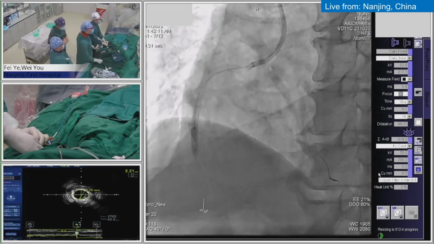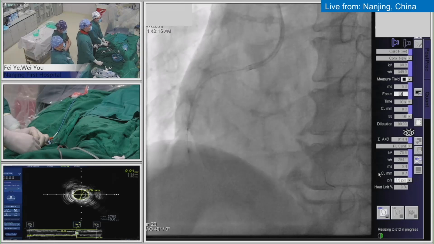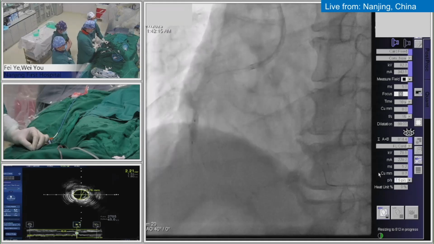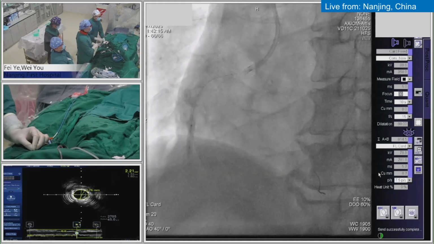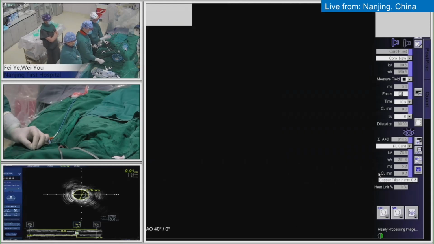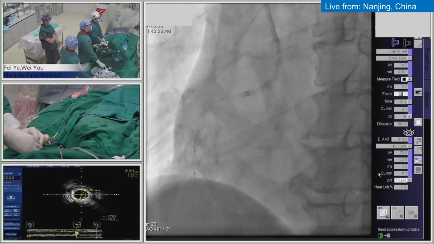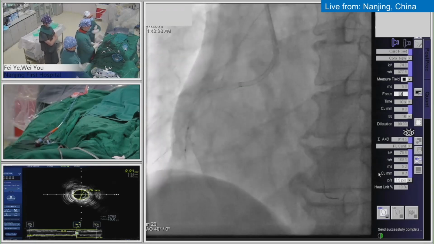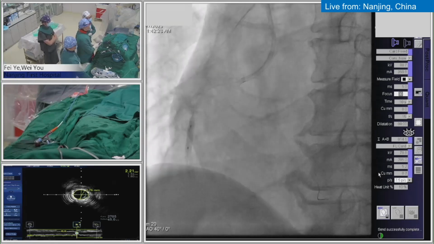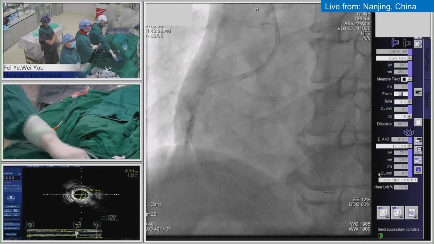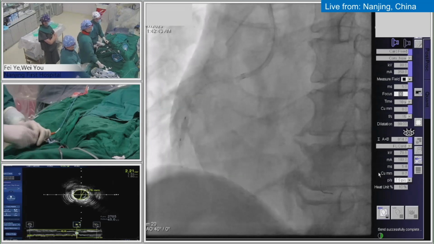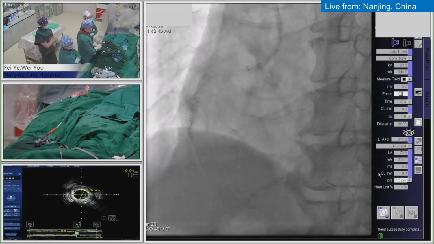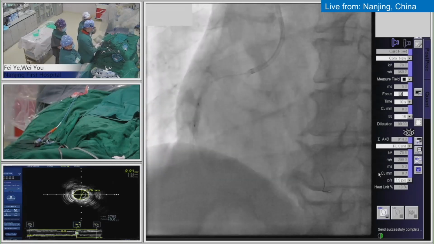So there is a question to ask you for this particular case: how would you decide between IVL, rotablation, or both? Okay, Chief, for this case I just want to be quick. It's a CTO case, and you can see the previous circumflex reoccluded again. That's why I want to use a small volume of contrast to finish today's case. Next time I will use maybe IVL stenting to treat the LAD disease.